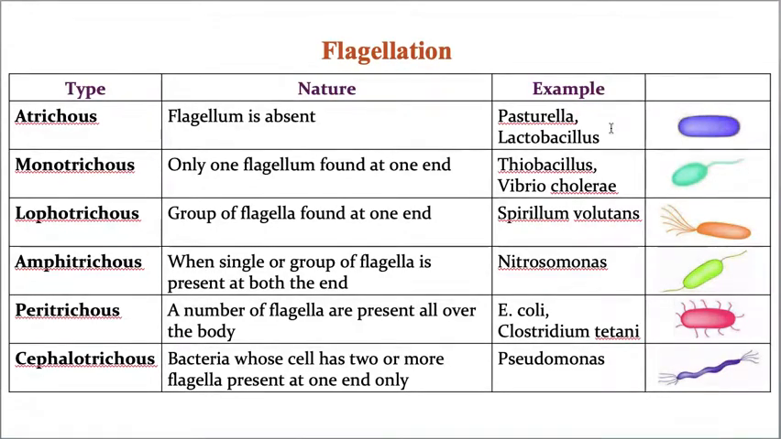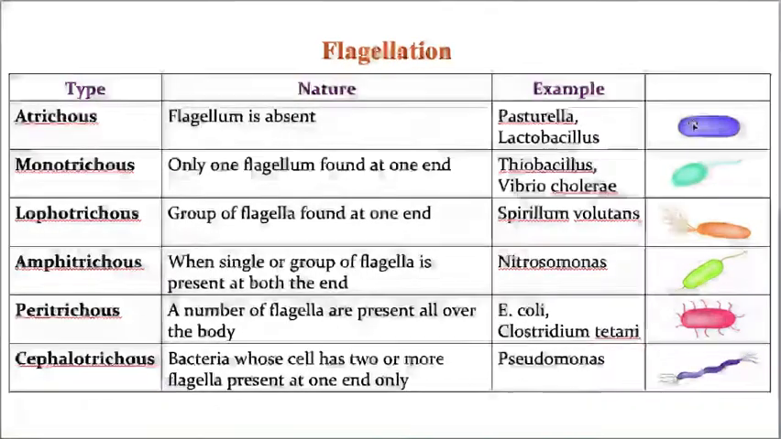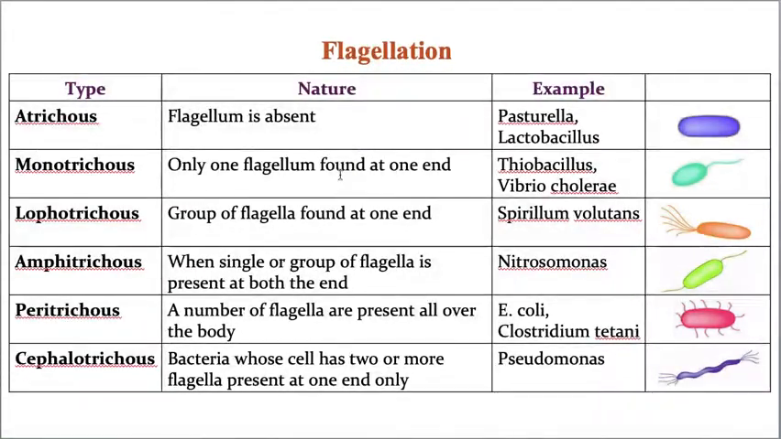Pasturella and Lactobacillus. These are the perfect examples for atrichous bacteria. Monotrichous: in the name itself you can see the meaning, mono. What is the meaning of mono? Single. Only one flagellum is present.